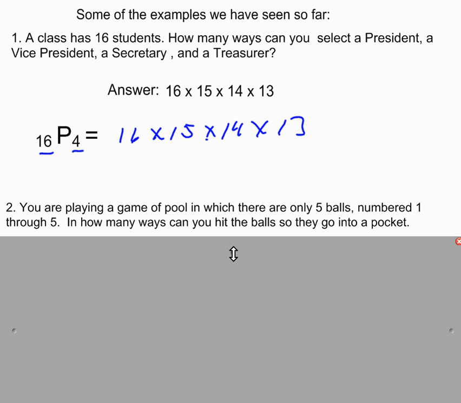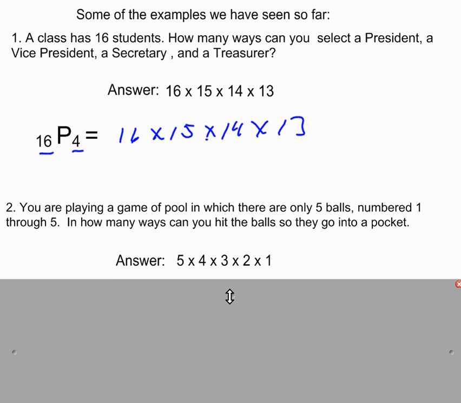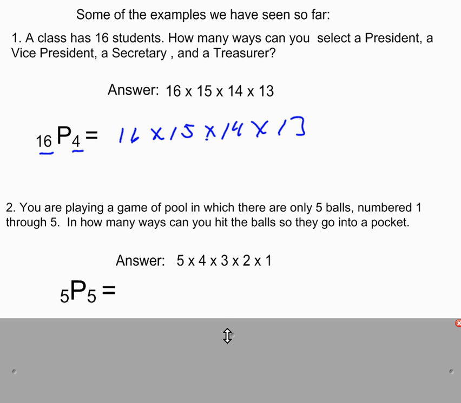For the pool game, when I have 5 balls numbered 1 through 5 and I'm going to sink them, how many different ways? Well, that was the answer. And I can write that as a permutation. 5 things taken 5 at a time. And so again, that's 5 times 4 times 3 times 2 times 1. And again, that is also 5 factorial.